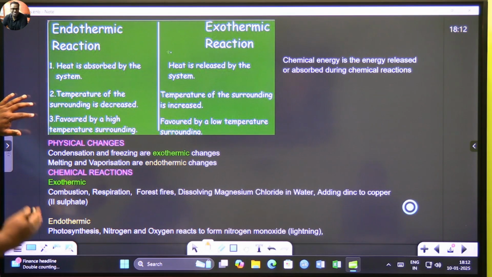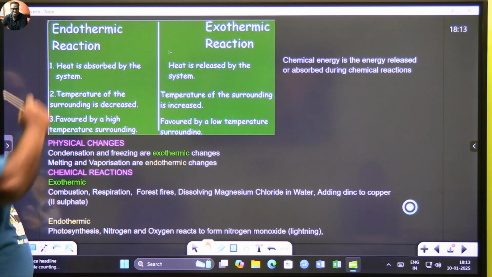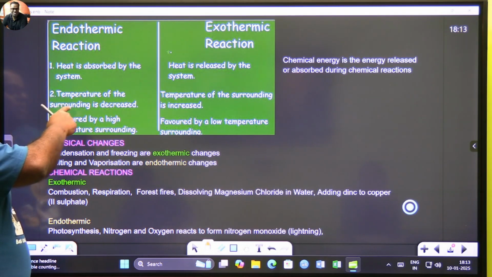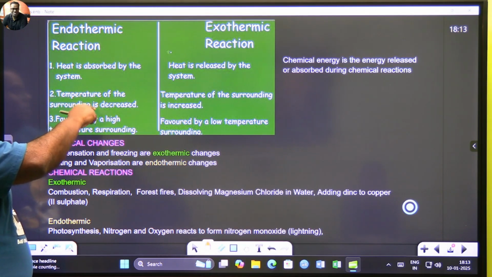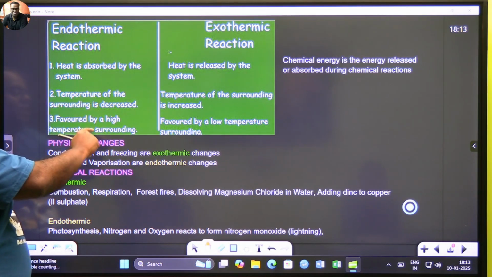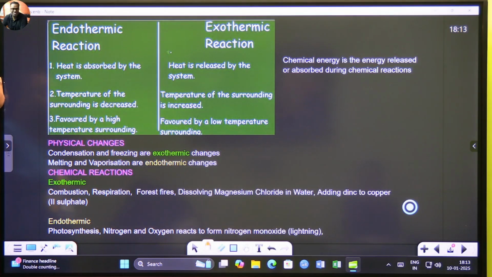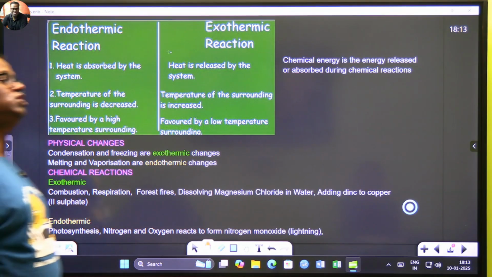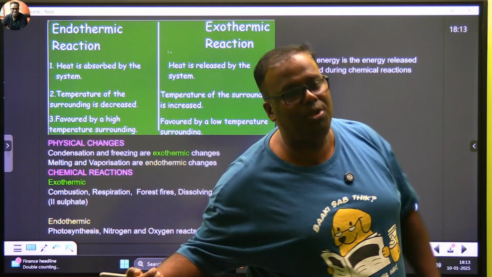Let us interpret this in terms of chemistry. Heat is absorbed by the reaction mixture. Heat is absorbed by the system. So temperature of the surrounding, that is the reaction mixture, will cool in this case, and favored by a high temperature of the surrounding. This is an endothermic reaction. Favored by a high temperature surrounding means endothermic reactions will happen only when the surrounding temperature is more. Then only there will be a heat gradient.